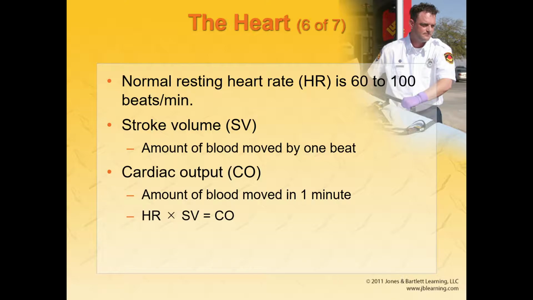Stroke volume is the amount of blood moved by one heartbeat. Cardiac output is the amount of blood moved in 1 minute. So cardiac output is the measure of your heart rate times your stroke volume, and that's for a minute. So your heart rate in 1 minute times your stroke volume equals your cardiac output. In a minute, your entire blood volume, which is about 5 to 6 liters, is circulated through your vessels.